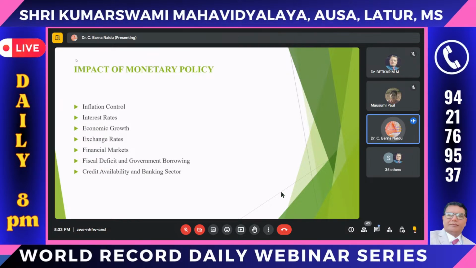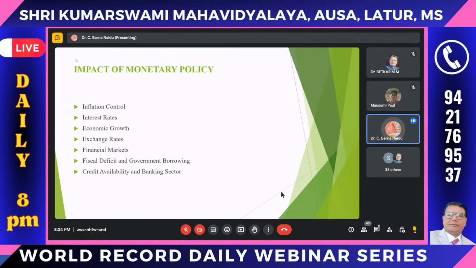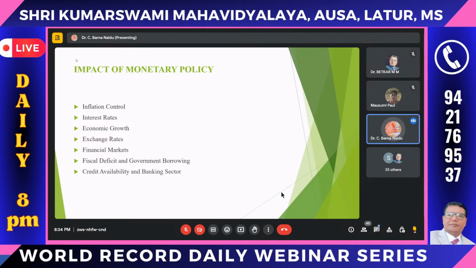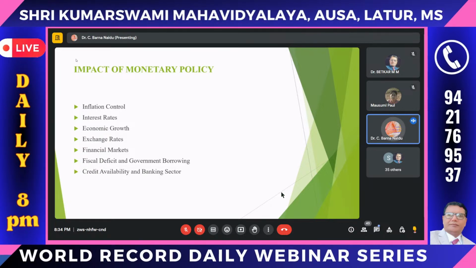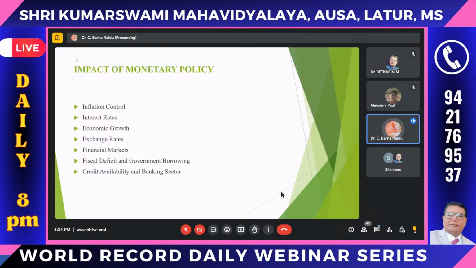Then the fiscal debts, government borrowings. When we talk about fiscal deficit, we are talking about the government part. Deficit means where my borrowings, my expenditure, is more than my income. So there is a drawback, we can say there is a negative part. So here, with the fiscal deficit, monetary policy indirectly impacts government borrowings also. Higher rates can increase the cost of servicing government debts. Then credit availability and the banking sector. Monetary policy influences banking lending decisions.